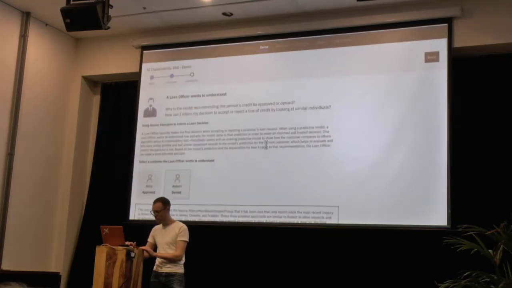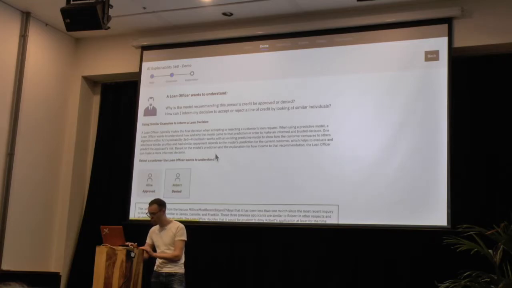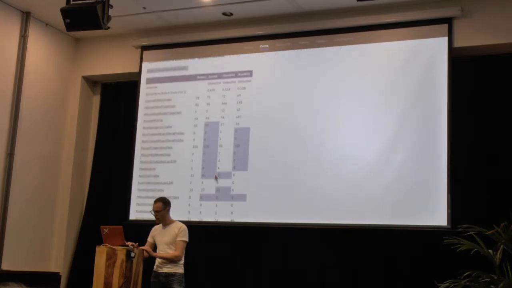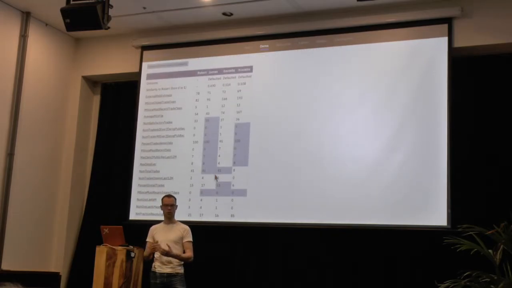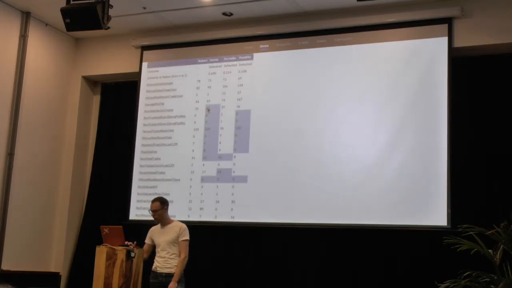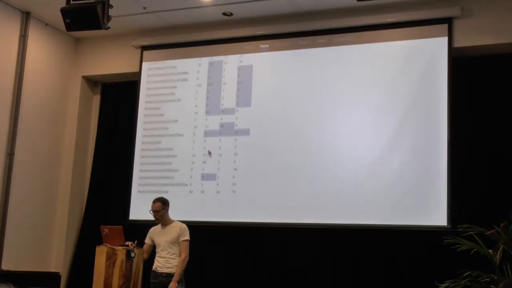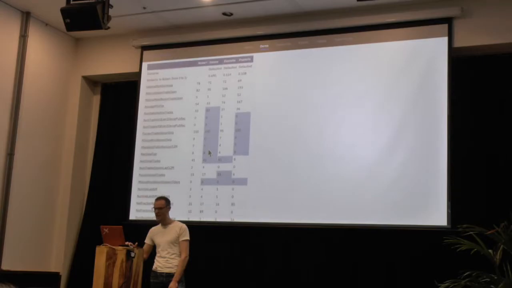This specific tool, ProtoDash, is telling, well, Robert, you are denied. And the loan officer, so the person from the bank, can say, well, I can see, because Robert looks a lot like James, and he defaulted on his loan. Every metric that is exactly the same is marked in blue. And without any complicated metrics or debiasing, this is just a very easy way to explain a decision.